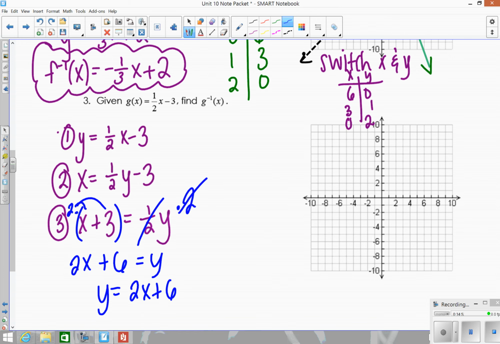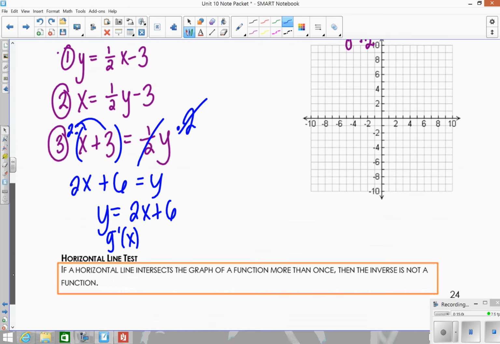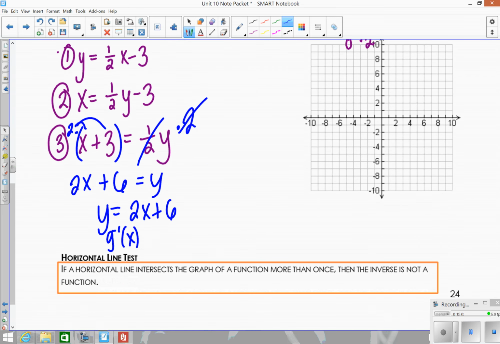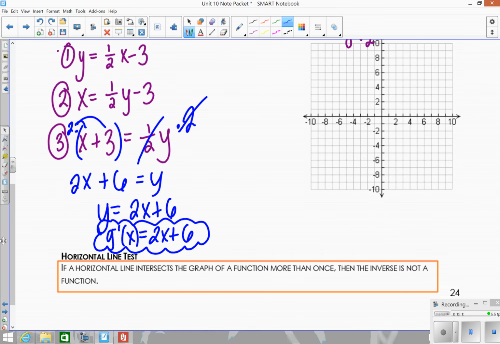And again, I can write this as a function because my original was a function, and because this is a line, any lines are functions. So notice this time too, I put g instead of f of x for the inverse. I only did that because the original was g of x. So that's it. Now this last thing here is saying the horizontal line test.